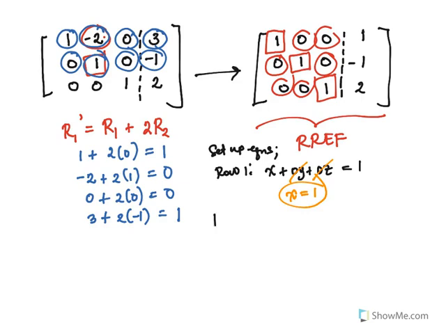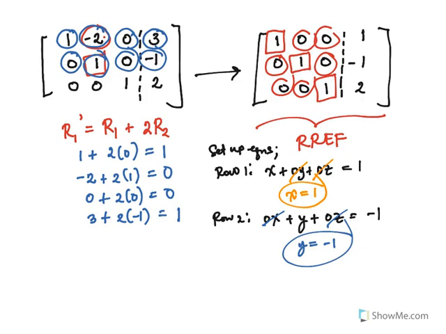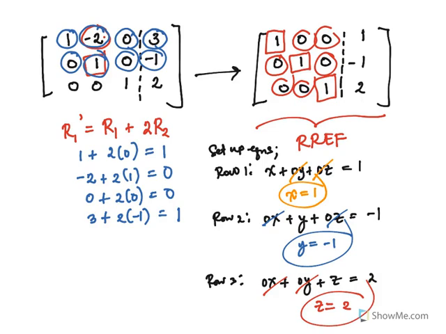Sa row 2, ang ma-setup mo dyan, 0X plus Y plus 0Z equals negative 1. Then, wala na rin to. Diretso, Y equals negative 1. Meron ka. And then, dun sa third row, makikita nyo kapag sinet up natin yung equation associated with the third row, we have 0X plus 0Y plus Z equals 2. So, pwede na itong mawala. Z equals 2. So, diretso, wala na actually yung kailangan substitution dyan eh, no?